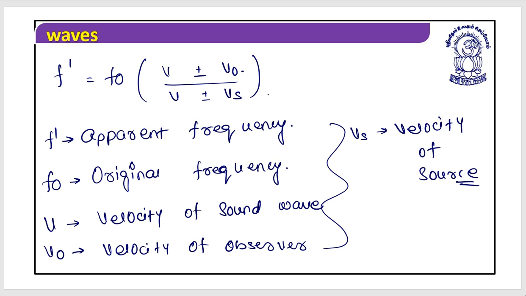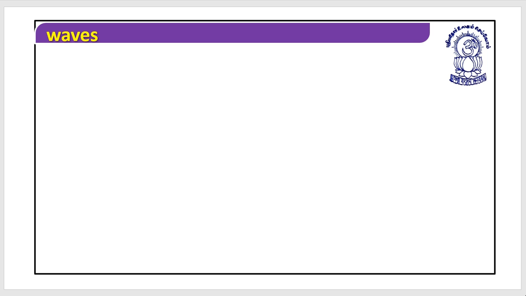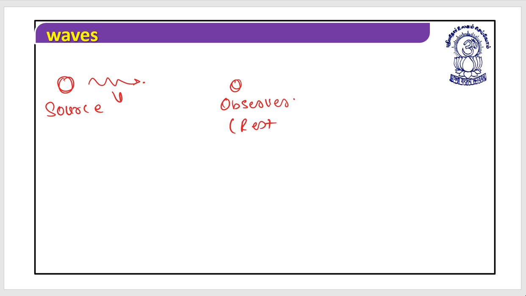Great. So now let's take different cases, and those are the numericals of this Doppler effect. So let's have a look. Suppose this is the source, and this one is the observer. The observer is at rest and the source is moving. The velocity of the source is vs, and the sound wave is moving in this direction, because only then are you going to hear what the source is speaking. So this is v, and suppose the original frequency is f0. I want to find f'.